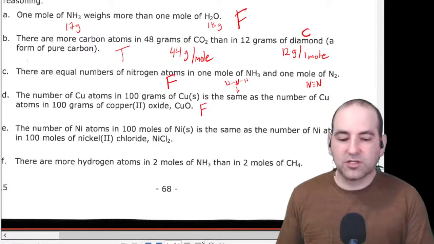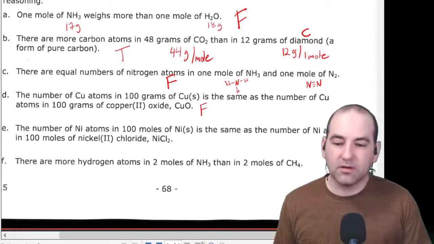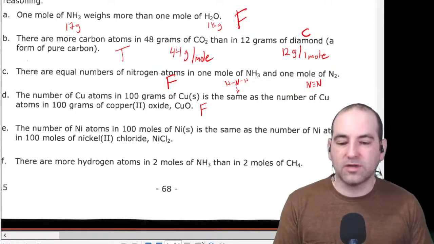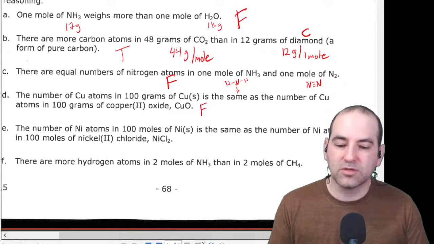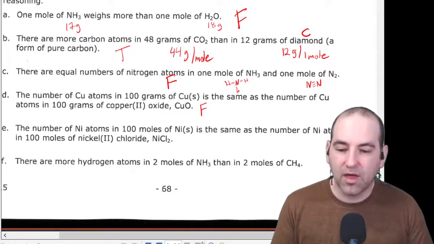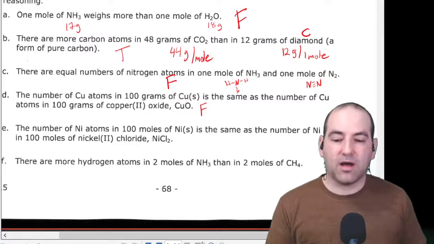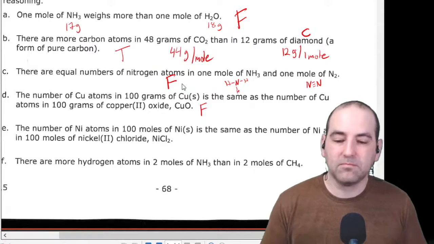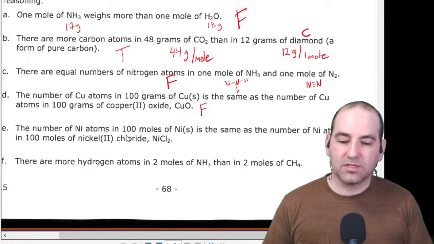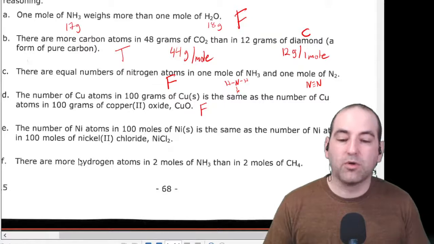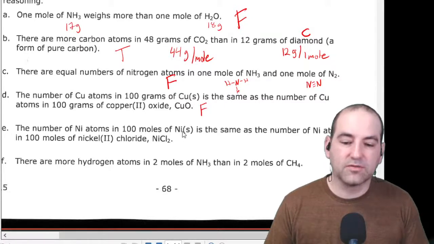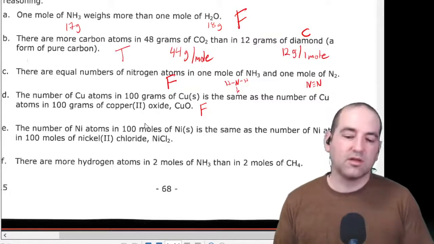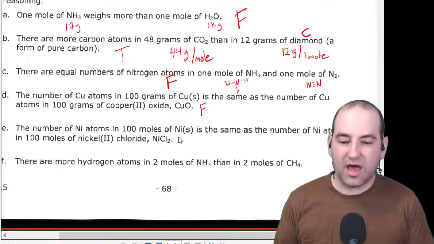All right. And this next one's a little tricky because it sounds very similar to the one we just did, to D. The number of nickel atoms in 100 moles of nickel is the same as the number of nickel atoms in 100 moles of nickel 2 chloride, NiCl2. But in this case, because we're talking about moles instead of grams, it becomes a different question. So the number of nickel atoms in 100 moles versus 100 moles, those are both counting. So 100 moles of nickel is all pure nickel, and 100 moles of just nickel atoms.